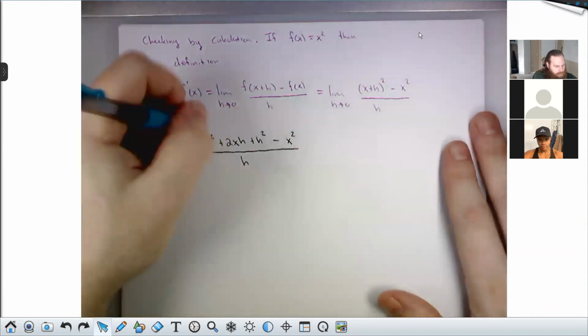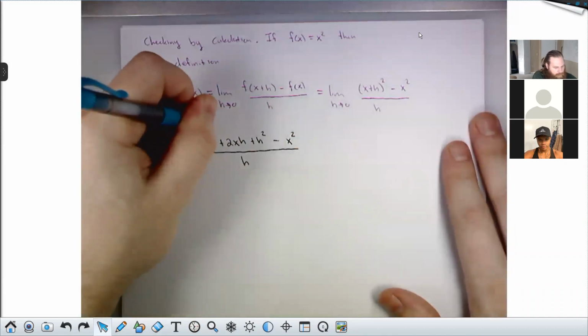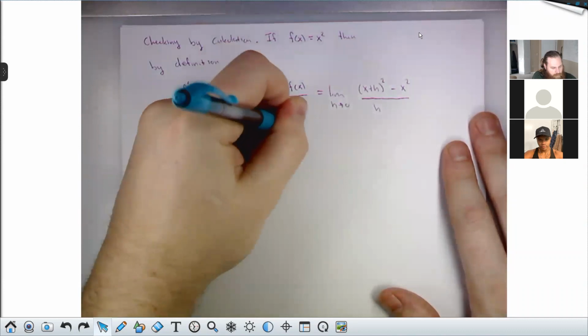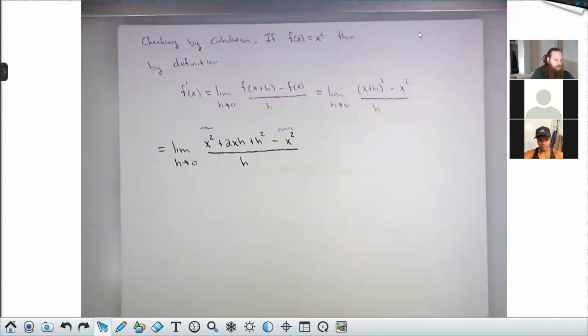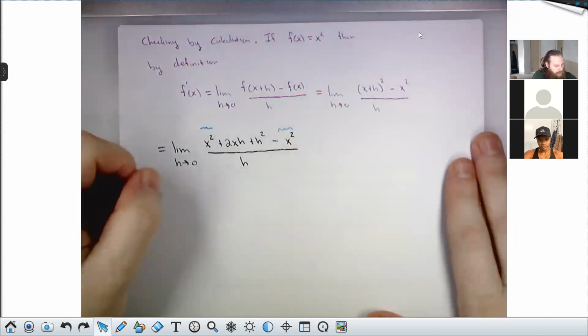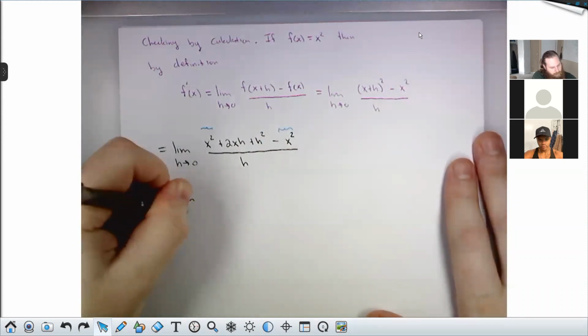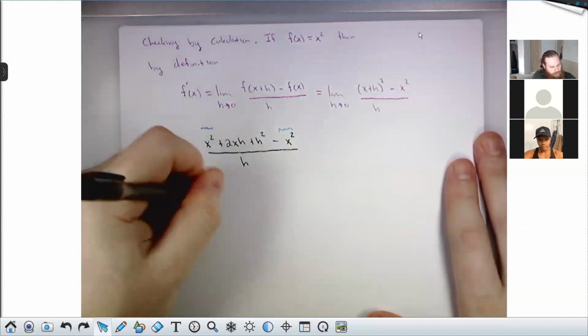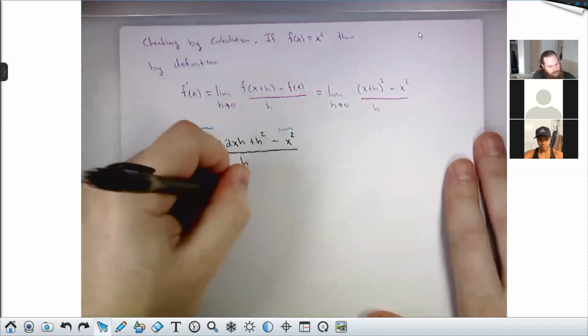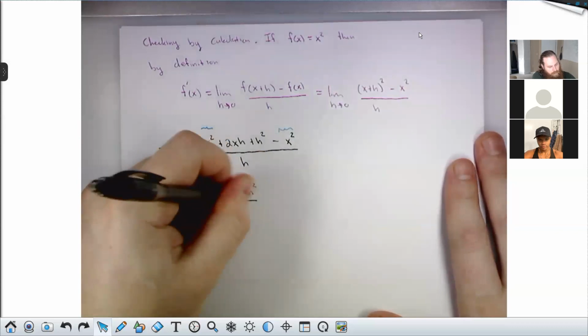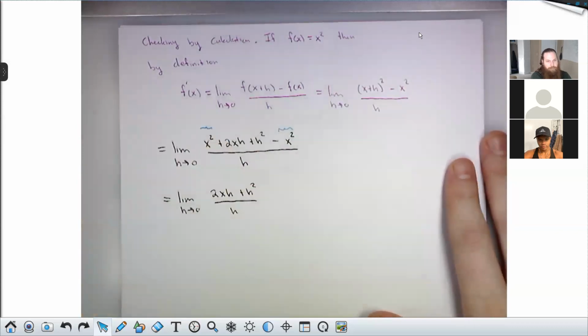And the x squareds, they go and talk to each other a little bit. This guy is going to be like, hey, how you doing? And they're going to be like, let's get out of here. So they're going to leave. And what's left is the limit as h goes to 0 of 2xh plus h squared all over h.